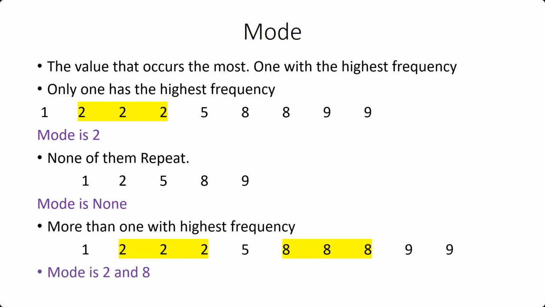So if the 5 was there 3 times and the 9 was 3 times, they could all have the highest frequency. So you could have more than one mode. Any questions on that?